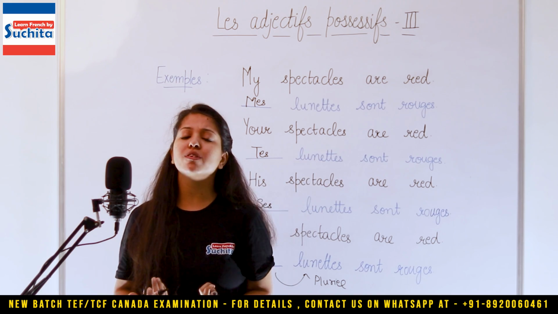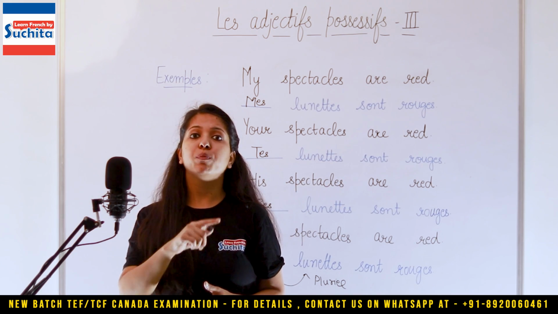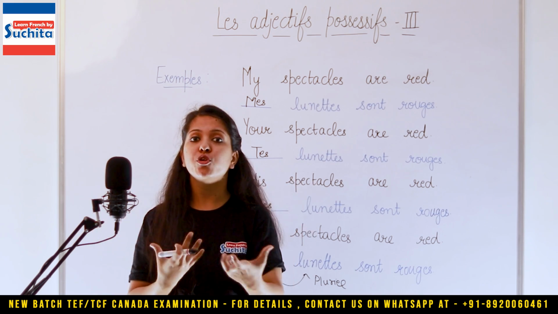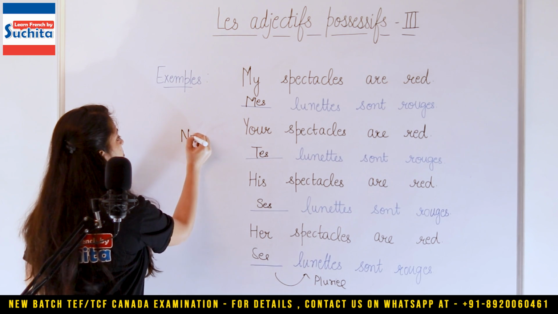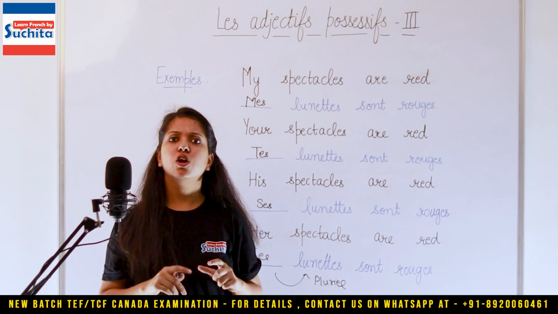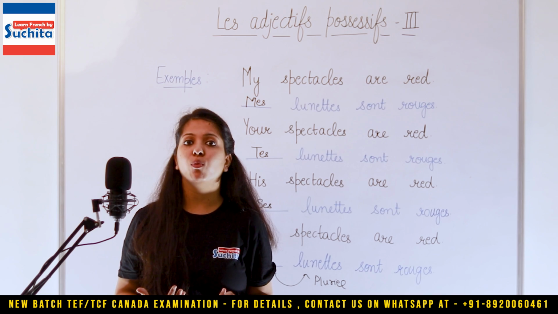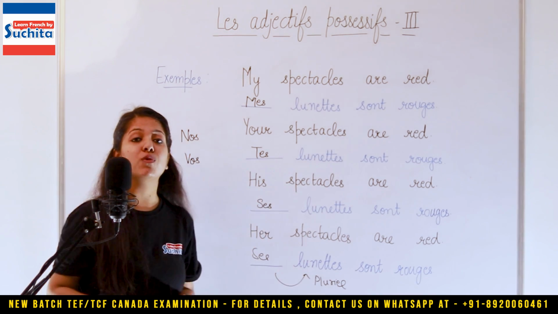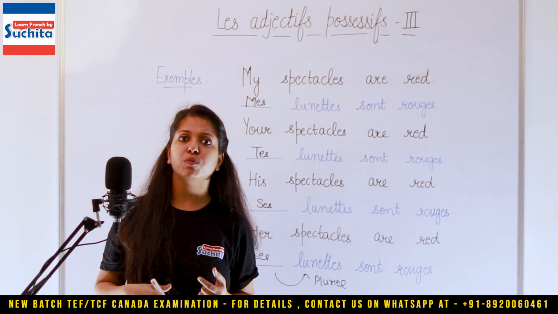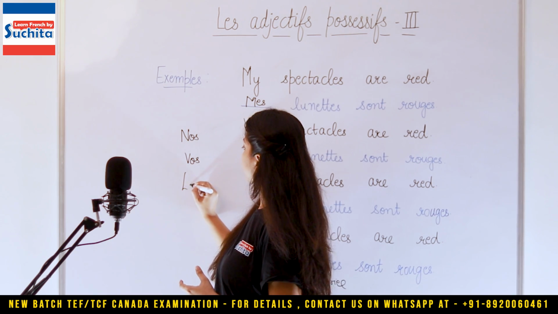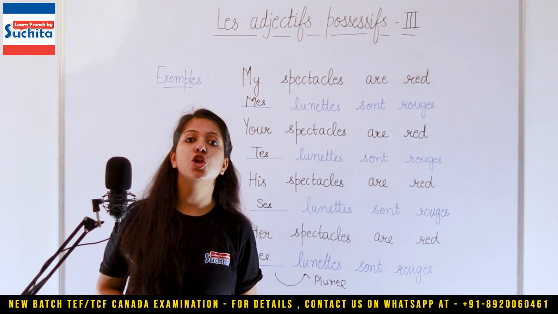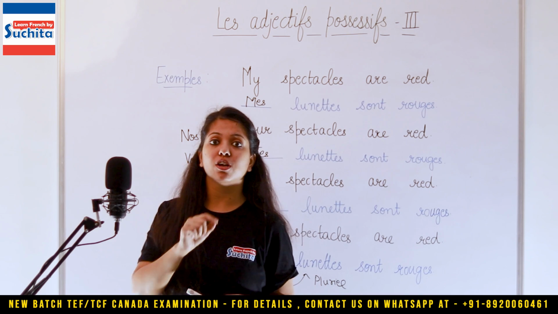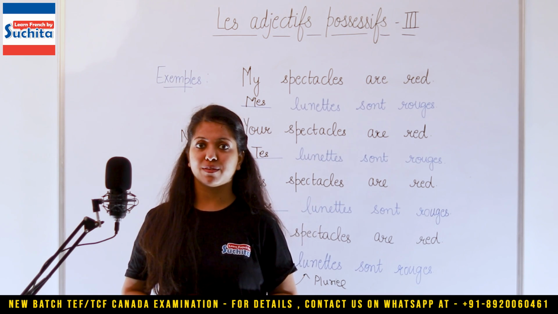Let's say if I want to say our spectacles, it would be notre, nos. Lunettes, c'est pluriel, alors nos lunettes. N-O-S, très bien. Nos lunettes. Your spectacles, as in the formal one, I would say vos lunettes. And if I want to say their spectacles, that would be leurs. Leurs lunettes. Do not pronounce the S. Leurs lunettes.